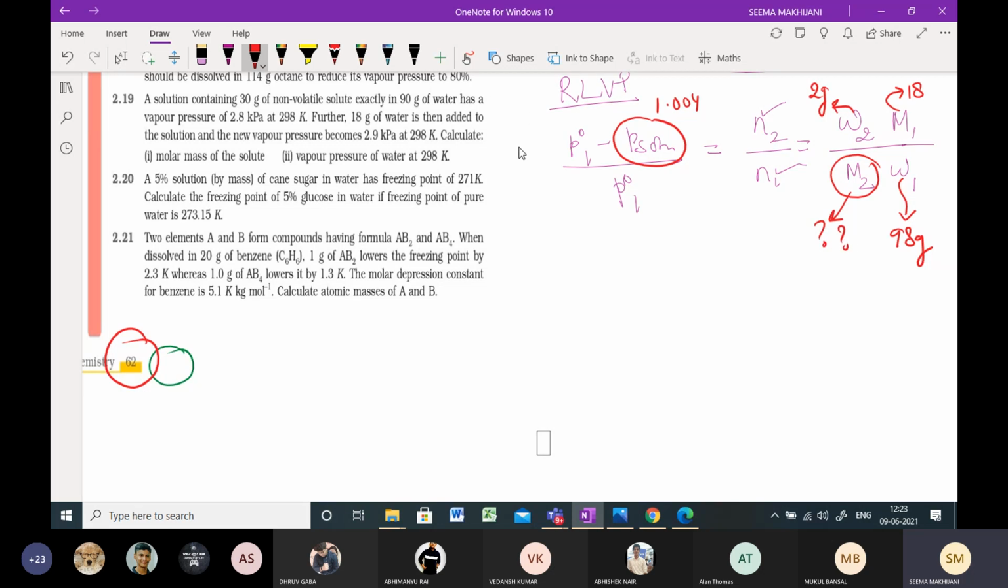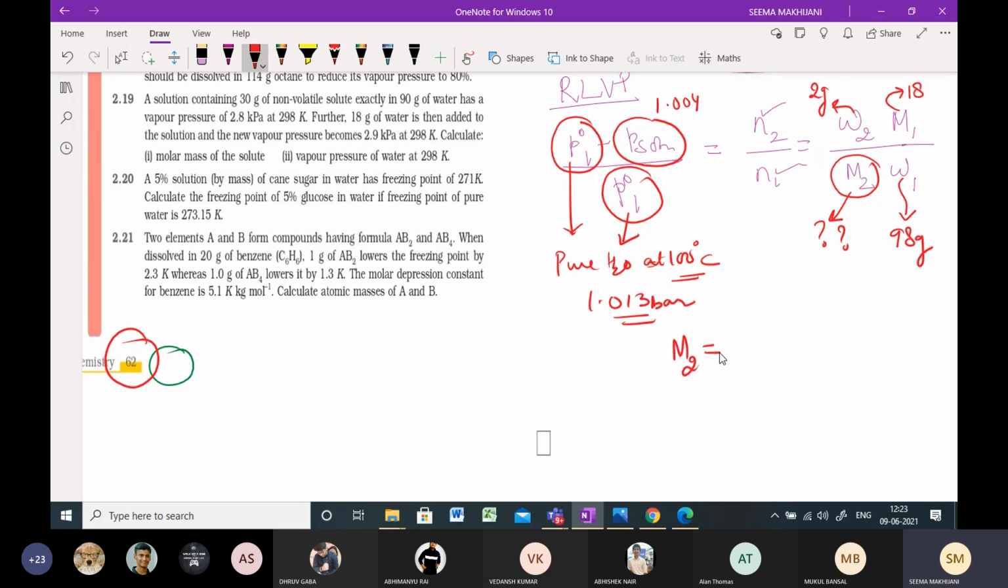But the problem is, you cannot find it until and unless you have this value. This is not given in the question. They have said at the normal boiling point. So the vapor pressure of water, pure water, at 100 degrees C should have been given to you. Normally it is given when it was asked in the boards. So this value, 1.013, is the value of water's vapor pressure, pure water. So your value P01 can be substituted as this. Please substitute the values and get your answer for M2.